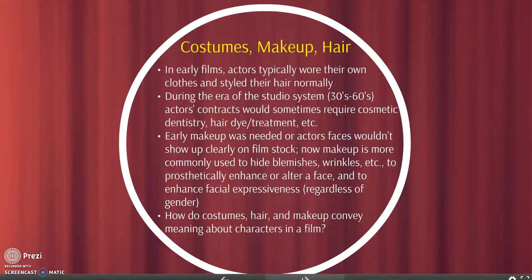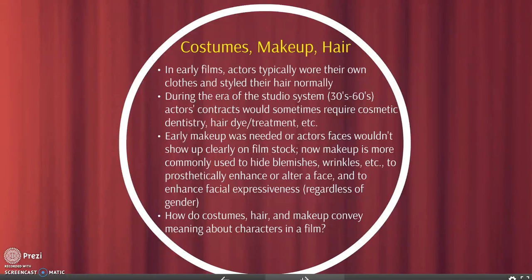During that studio system, actors' contracts would often require that they received cosmetic dentistry, that they dyed or treated their hair, that they wore specific types of clothing. The studios were allowed to require this of their actors because back then they had a pretty solid monopoly on the production, distribution, and exhibition system of movies. So typically stars, if they wanted to have their names out there and to actually be cast in films, had to go along with the contracts set by the studios.